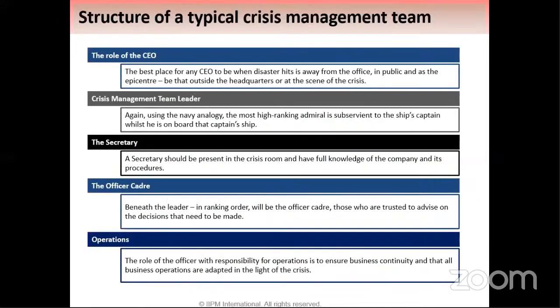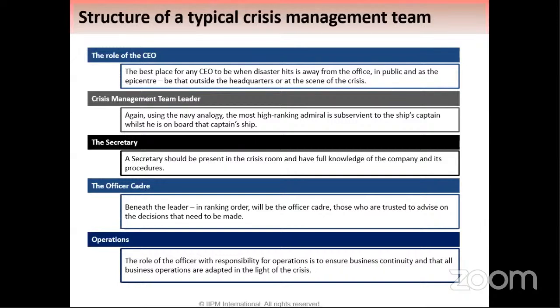What are the roles? The best place for any CEO to be when disaster hits is away from the office. It will be an error for the CEO to sit in the office while disaster is happening in the field. So the best place to be is away from the office, in public and at the epicenter, be that outside the headquarters or at the scene of the crisis, okay? Of course, it shouldn't be in the office. Okay, who is the crisis management team leader? That's the role of the CEO.